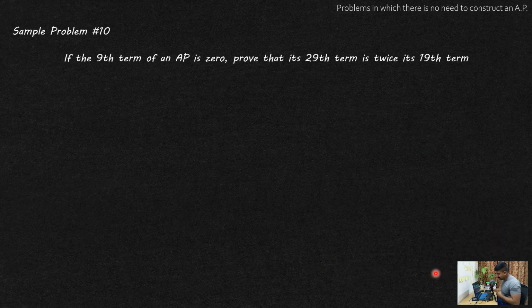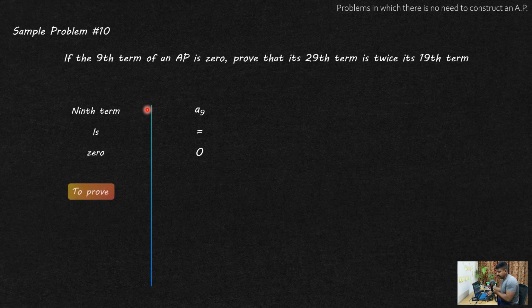Sample problem number 10. If the 9th term of the AP is 0, prove that its 29th term is twice its 19th term. So first we'll draw a vertical line, and then 9th term. Now I'm directly putting A9 in front of 9th term. 9th term is 0. To prove that, we have to prove something: 29th term is twice of 19th term.